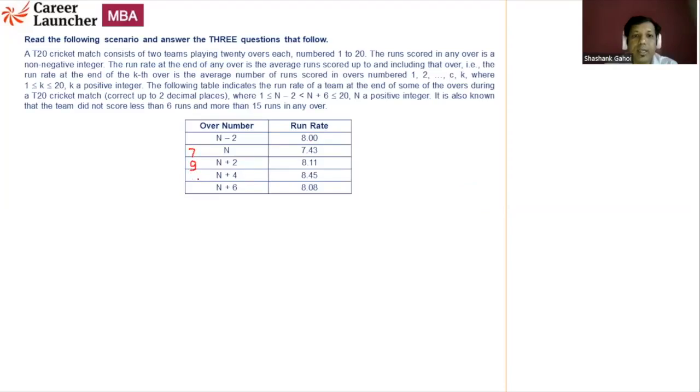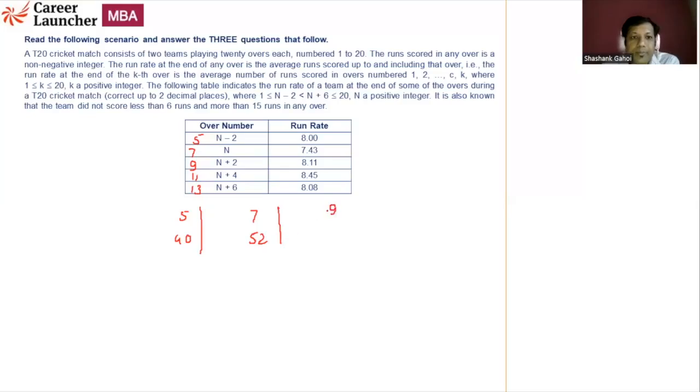This comes out to be 9. This comes out to be 11. This comes out to be 13. This comes out to be 5. So till the 5th over, my run rate was 8, so the total runs were 40. Till the 7th over, it is going to be 7.43 into 7. So this comes out to be 49 plus 3, that's 52. So till the 7th over, the total sum was 52.